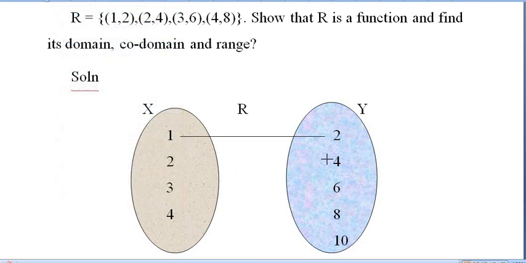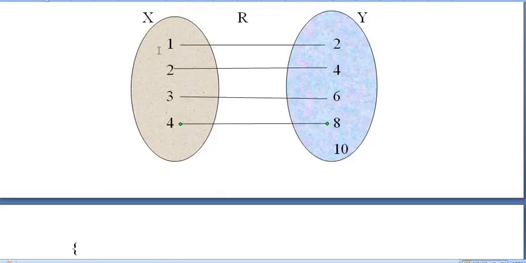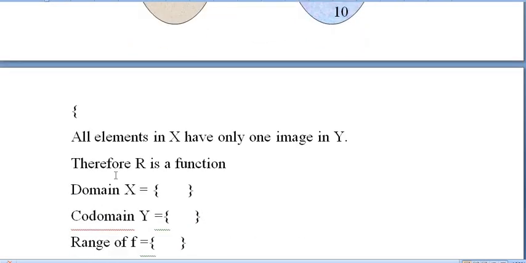Two and 4 have to be joined, and 3 and 6 have to be joined. 3 and 6, and 4, 8. So 1 and 2, 2 and 4, 3 and 6, and 4, 8. So these are the things. So we joined. Now see, each input is associated with each output. So surely we can say R is a function.